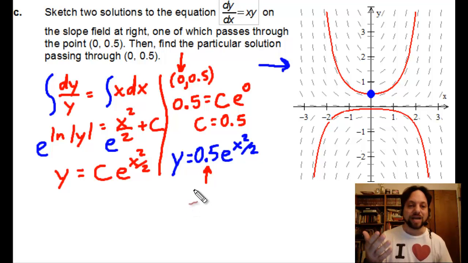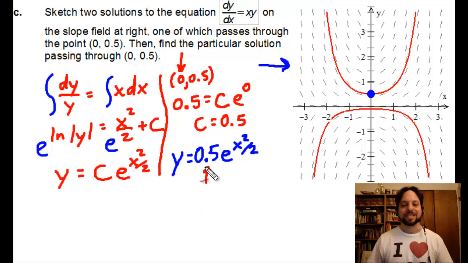Don't add or subtract values, change the c. And c here is a scalar multiplier. Change the 0.5 and see that you'll get other solutions like this one down here. So there you go, another example of differential equations.